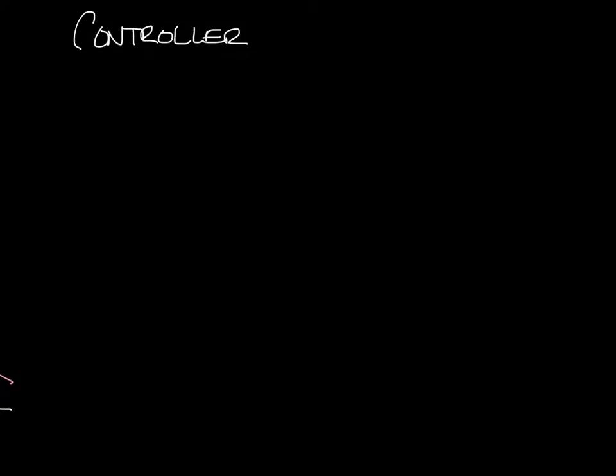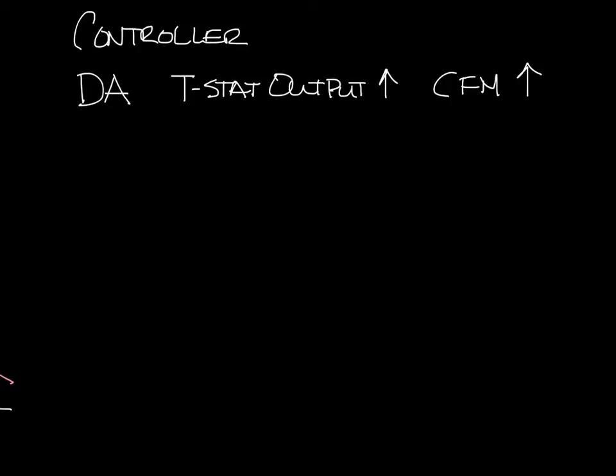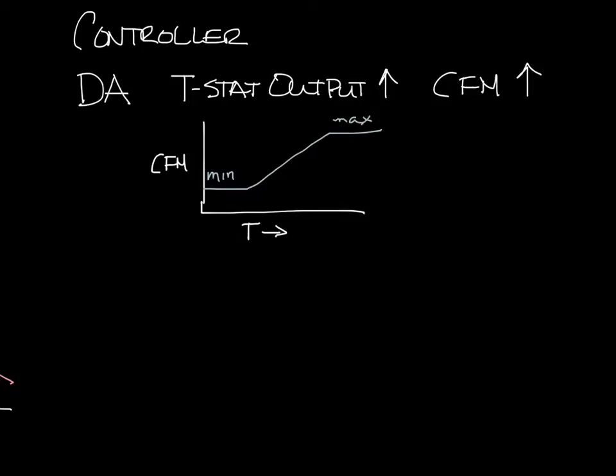In a direct acting reset controller, an increase in thermostat signal would cause the controller to increase CFM. So that would look like this. We'll put temperature rise across the bottom again and CFM up here. You'll have a minimum CFM, it'll modulate, and then you'll have a maximum CFM.